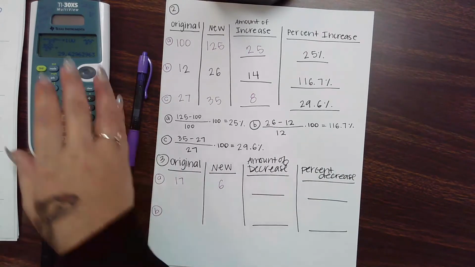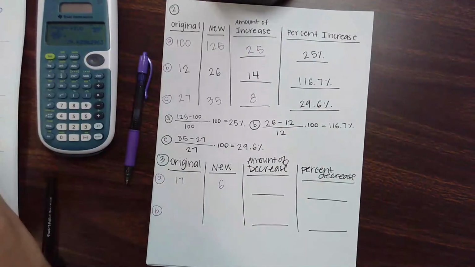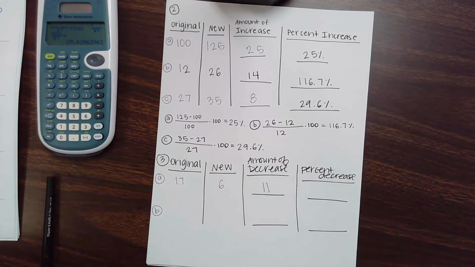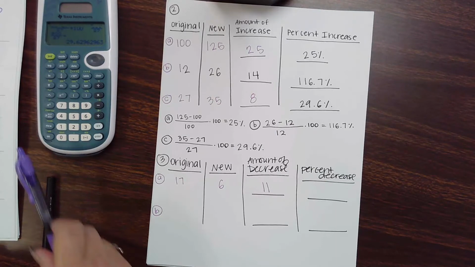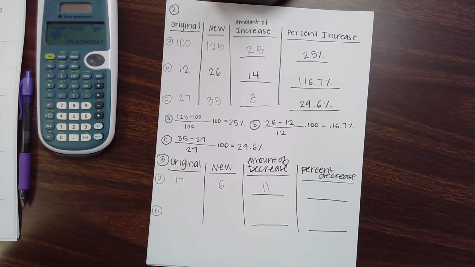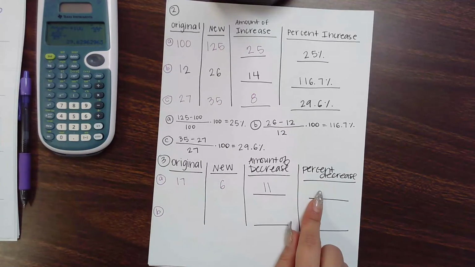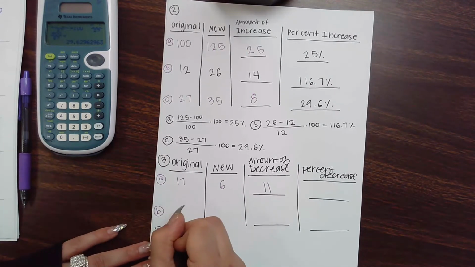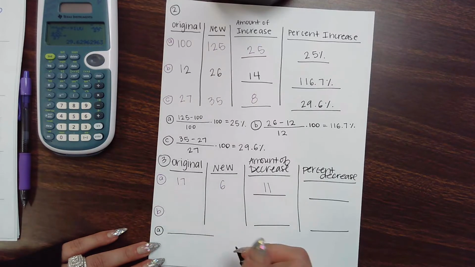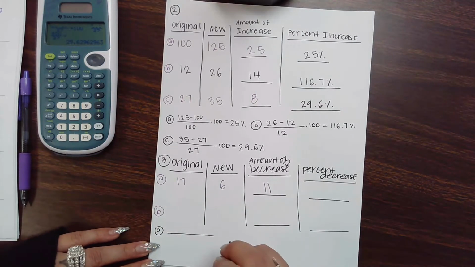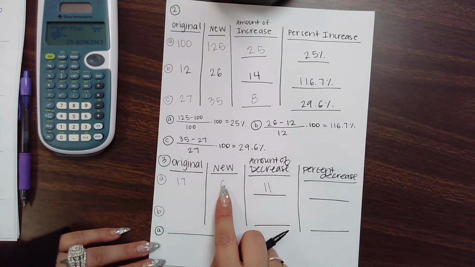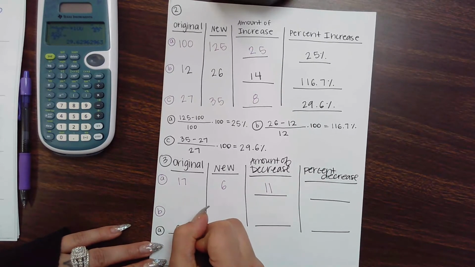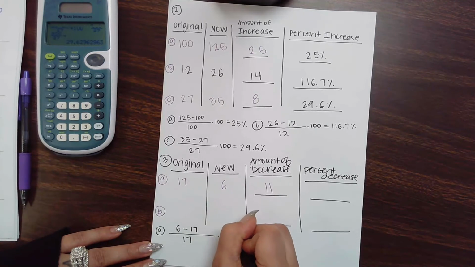So if you get your calculator and you do 17 minus 6, you're going to get 11. So $11 has been knocked off of this amount, right? Now for the percent decrease, I need to actually use my formula. And the way that we do the formula is the new minus the original over the original. So the new is 6 minus the original divided by the original, multiplied by 100.